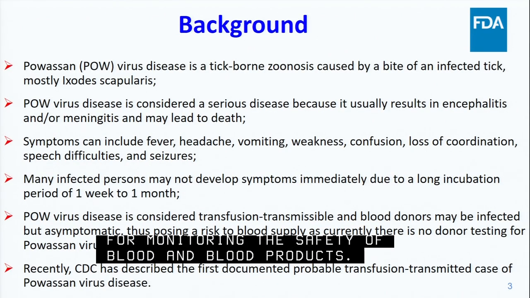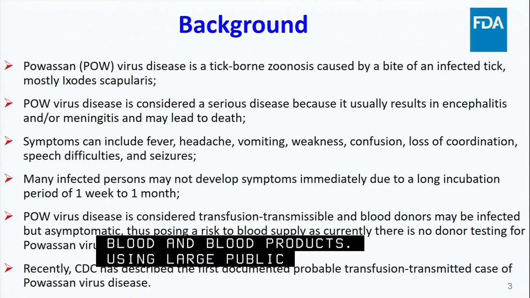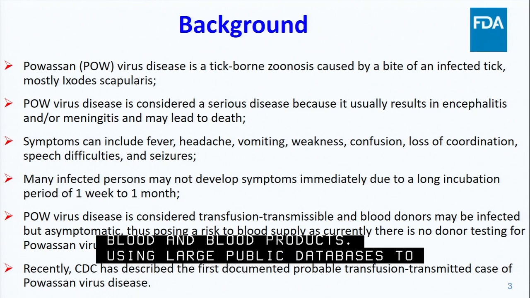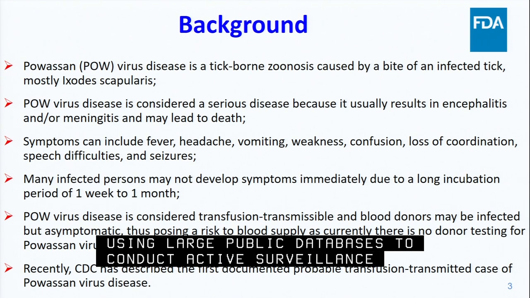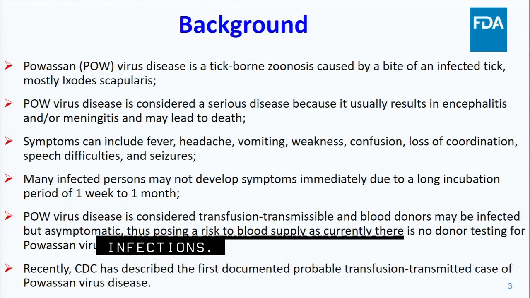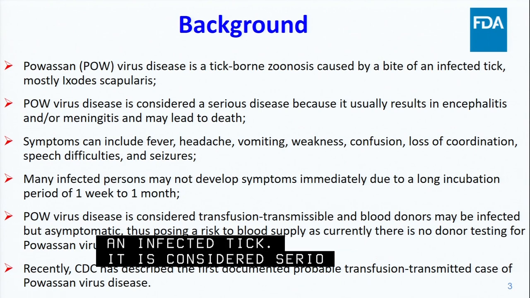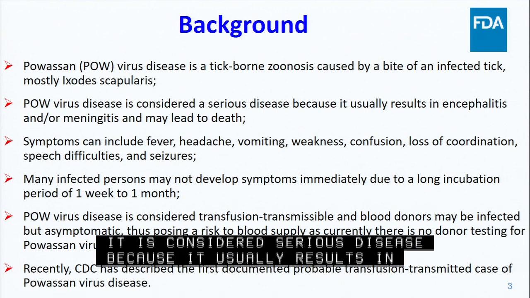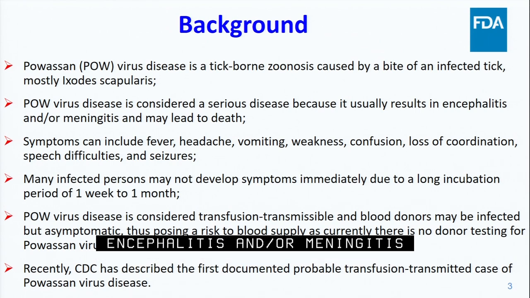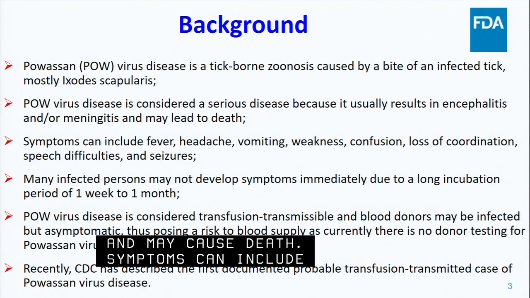So Powassan virus is a tick-borne zoonosis caused by a bite of an infected tick, mostly Ixodes scapularis. It is considered a very serious disease because it usually results in encephalitis and/or meningitis and may cause death. Symptoms can include fever, headache, vomiting, weakness, confusion, speech difficulties, seizures. However, many infected persons may not develop symptoms immediately due to a long incubation of about 1 week to 1 month.